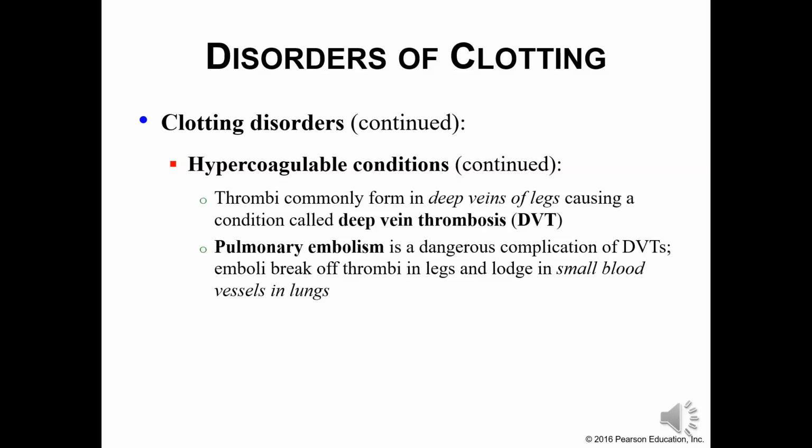Thrombi commonly form in the deep veins of your legs. That condition is referred to as deep vein thrombosis. Pulmonary embolus is probably the most dangerous complication of a deep venous thrombosis, where emboli break off the thrombi in the legs and lodge in small blood vessels in the lungs.